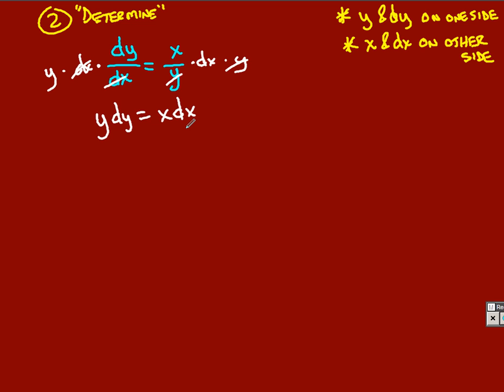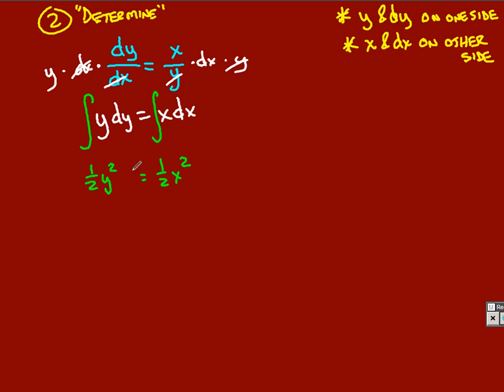Now where do we see this most often? We've been seeing these when we do integrals, and that's what we need to do. We need to take an integral of both sides to get rid of these differentials. So the integral of y dy is going to be 1/2 y squared, and the integral of x dx is 1/2 x squared.